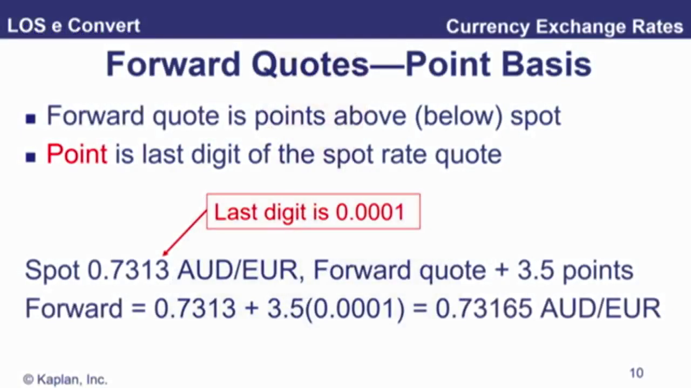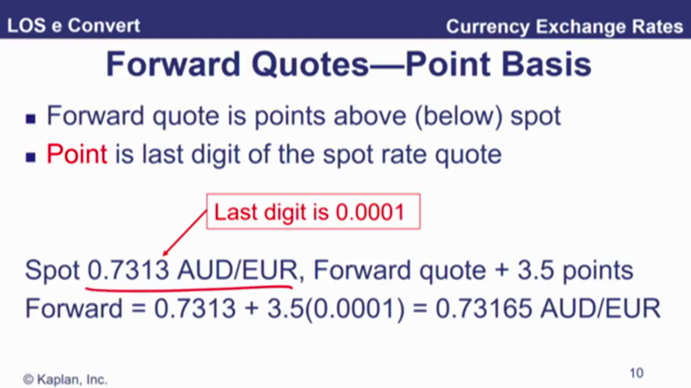A forward quote is often given to you as points. You may know and love them in the real world if you trade these as pips. Points above or below the spot. The point is the last digit of the spot rate that you are quoted. So what you'll want to do in the exam as soon as you see the spot, so as soon as you see it, I've seen it already, so let's do it.